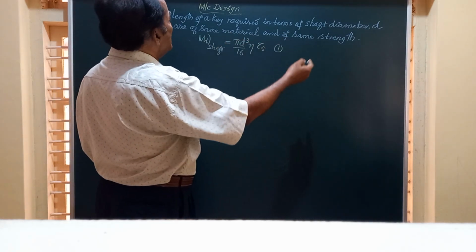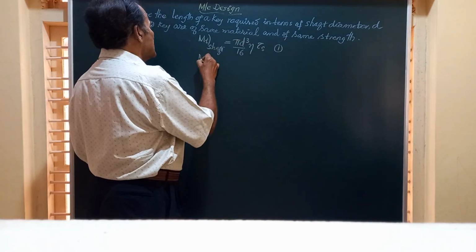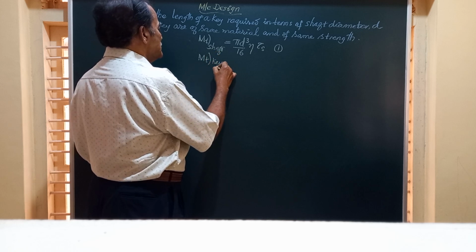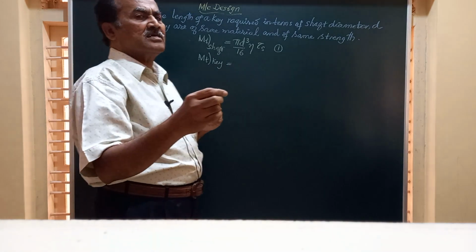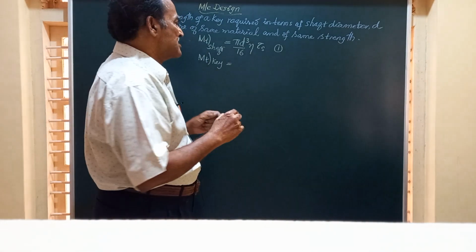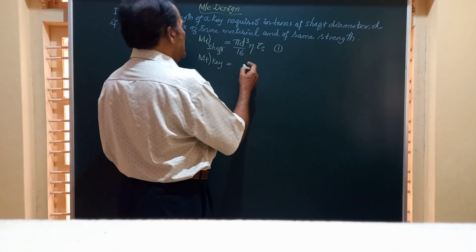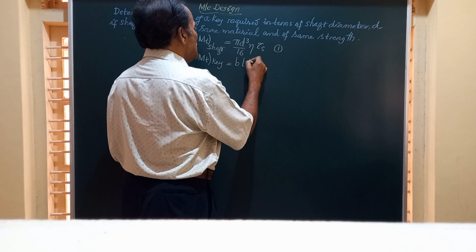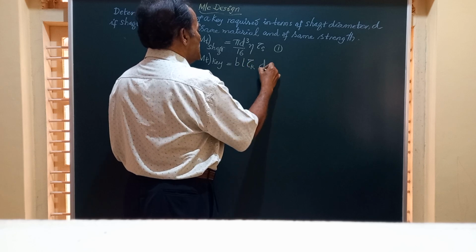torque transmitted by the key. So we can say here in general Mt key. You can take either the torque transmitted in shear or in compression, you get the same relation for L and D. It is given by the formula Mt key is equal to B L tau K D by 2.